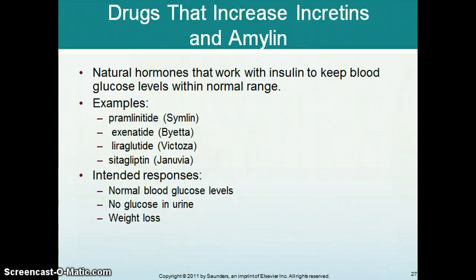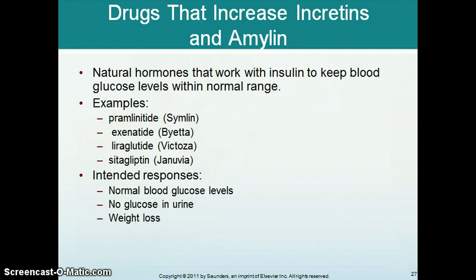Drugs that increase incretins and amylin. These are naturally occurring hormones that work with insulin to keep blood glucose levels within normal range. There are some examples. The intended response is to normalize blood glucose levels, that there is no glucose in the urine, and to maintain good weight loss.